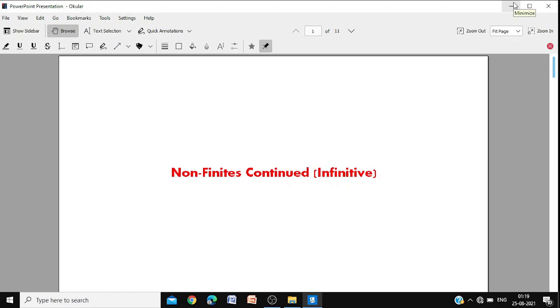Continuing our non-finites, next we have the infinitive. So the three non-finites are gerunds, participles, and infinitives. And this time we bring the non-finite continued: the infinitive.